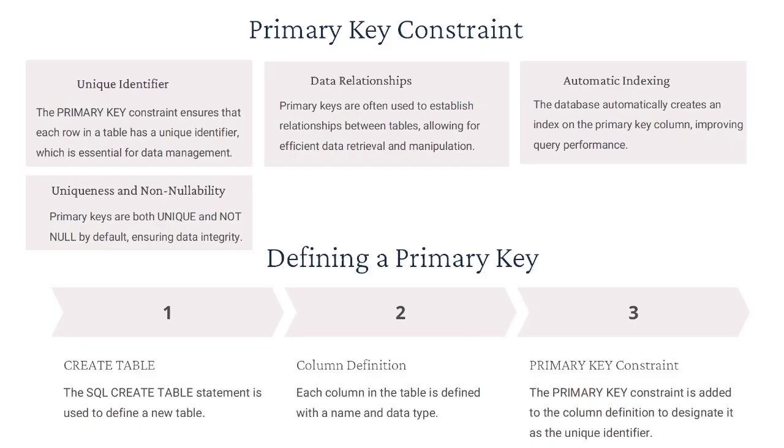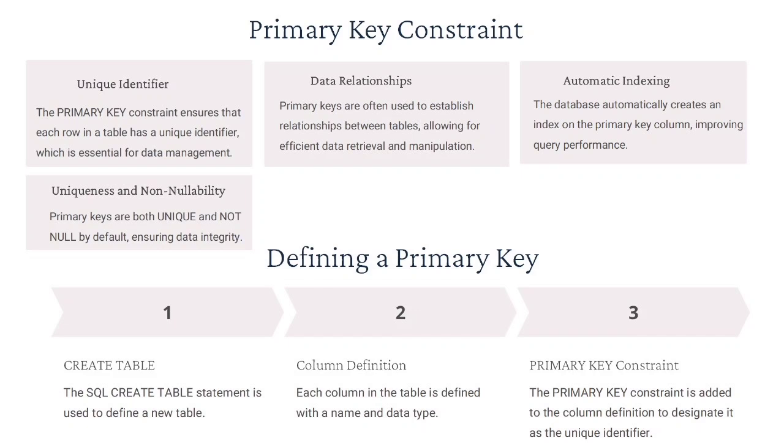Now we are picking up the last constraint here, which is primary key. This fundamental constraint plays a crucial role in ensuring data integrity and efficient data management. A primary key constraint guarantees that each row in a table has a unique identifier. This identifier is essential for distinguishing individual records and maintaining data consistency.